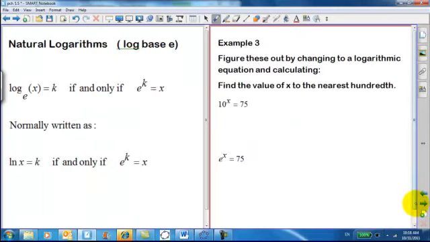Now, natural logarithms are log base e. Normally we don't actually write log base e. We use a shorthand of ln x, log natural, or log base e.